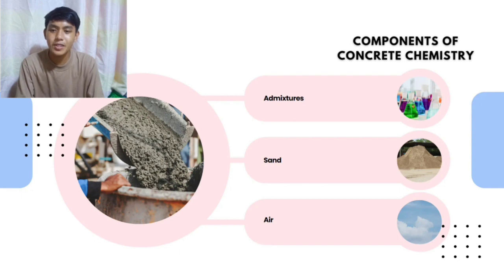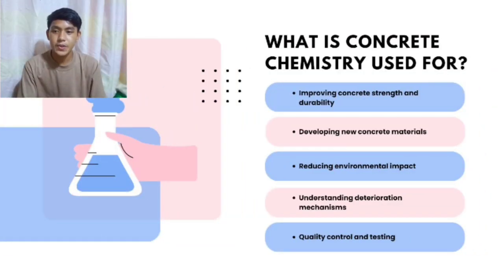It can be a chemical admixture, special admixtures that can enhance the properties of concrete, such as corrosion inhibitors, water reducers, and superplasticizers. The next is sand, used in concrete as fine aggregate, and its main function is to fill the voids between coarse aggregates and to provide workability to the concrete mix. Lastly, the air. Concrete can contain a certain amount of air, which can improve its resistance to freeze-thaw cycles and make it more workable. What is concrete chemistry used for?